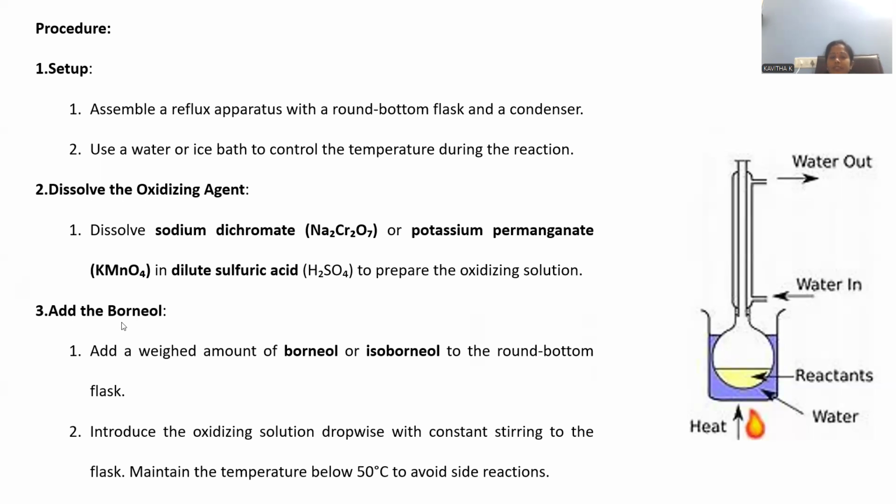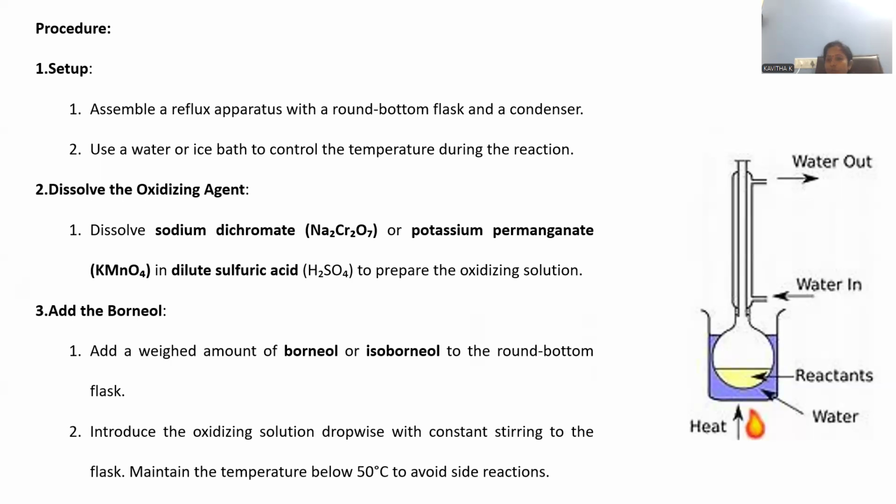Let me go with another step, called addition of borneol. Add a weighed amount of borneol, a stoichiometric ratio of borneol to be taken. Instead of borneol, you may choose isoborneol as well. Borneol and isoborneol are both isomeric in nature, and a quantified amount of borneol or isoborneol is to be mixed in the round bottom flask, where we already have the oxidizing agent. Introduce the oxidizing solution dropwise with constant stirring, and the temperature is to be maintained at 50 degrees centigrade.